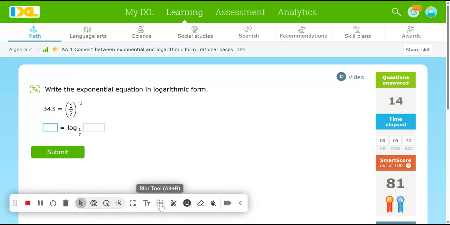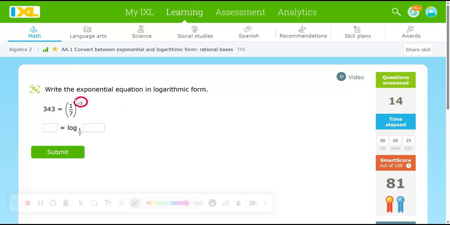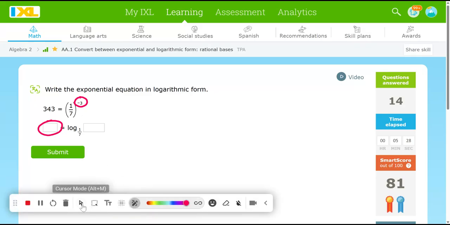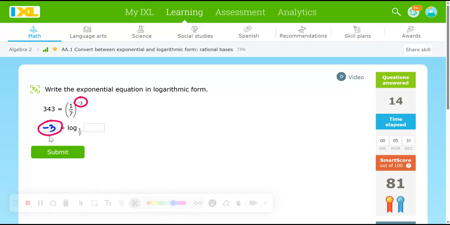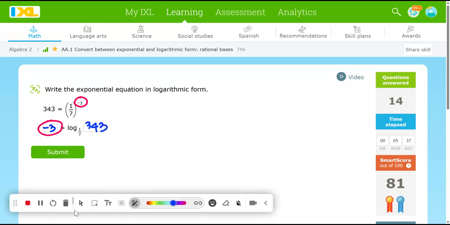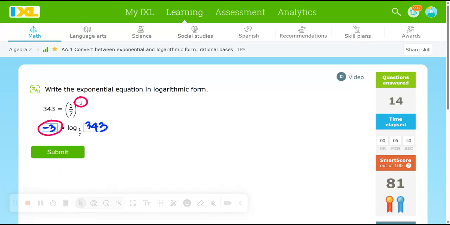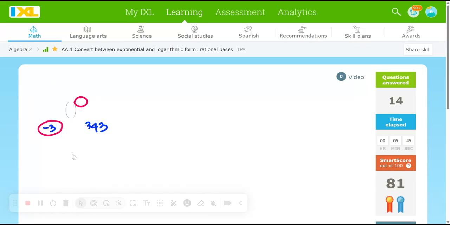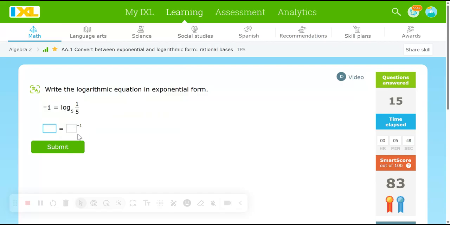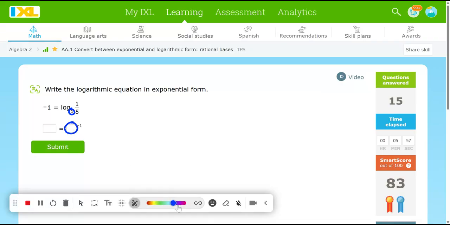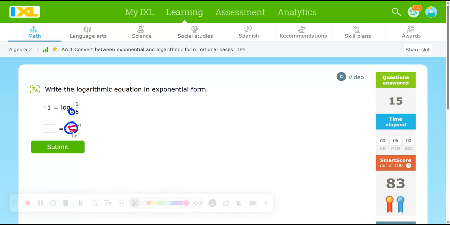Again, the power of your exponential has to be the answer to the log. So therefore, number negative 3 had to be right here, and then the leftover 343 had to be right there. So I put it in, negative 3 is right here, and then 343 is right here. Next one. Again, the base of the log is the base of your exponential. So therefore, number 5 had to be right here. Number 5, negative 1, so 1/5 had to be here.